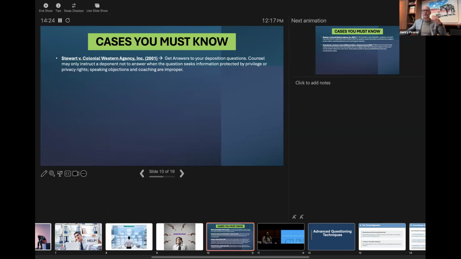The first is Stewart versus Colonial Western Agency. And this really stands for the proposition that you can ask just about any question, and the witness is required to answer under the law unless that question calls for something that is privileged or private, right? So when I ask that question at the beginning of a deposition and I say, do you admit that you did something wrong? Do you admit that you're at fault? Do you admit that you were negligent?